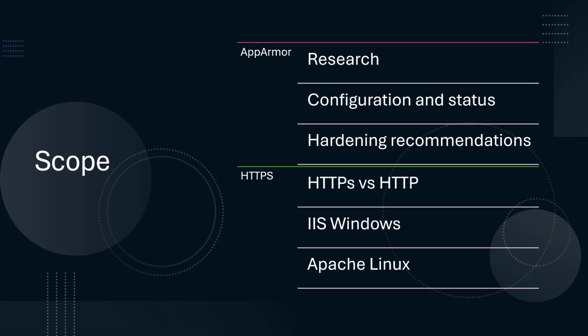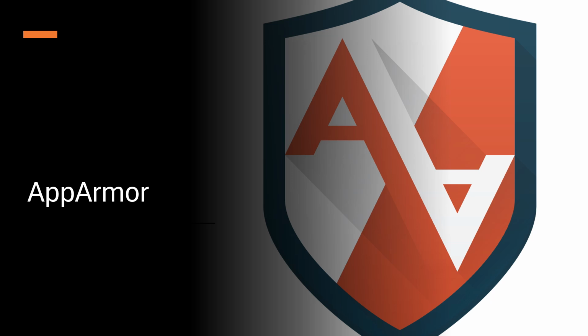Throughout this PowerPoint, the scope of our research will focus on features and hardening recommendations for AppArmor, Internet Information Services for Windows, and Apache for Linux. First, we will talk about AppArmor.